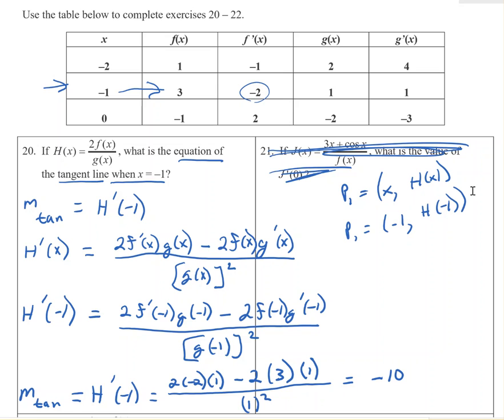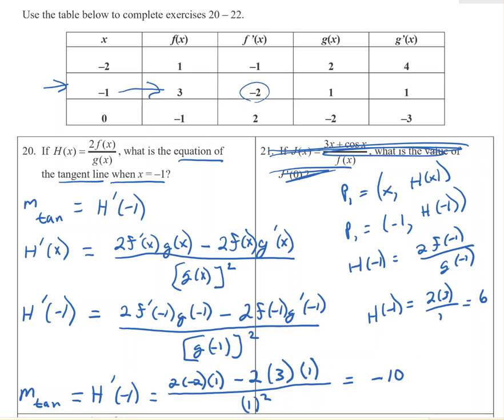And let's do a little calculation. H of -1 is 2 f of -1 over g of -1. So I'm just using the definition of h. So h of -1 is 2 times f of -1, which again was 3. So we have 2 times 3 over g of -1, which I think is just 1. Yeah, so that's 6. So we got h of -1 is 6.